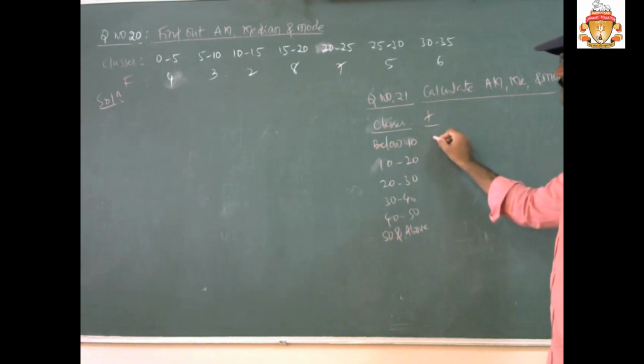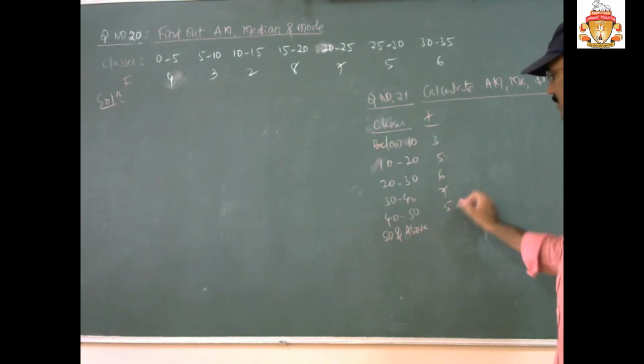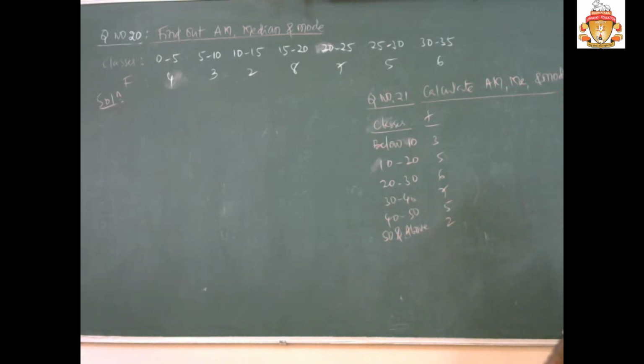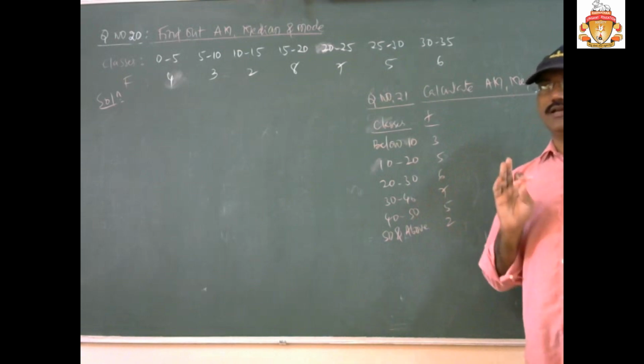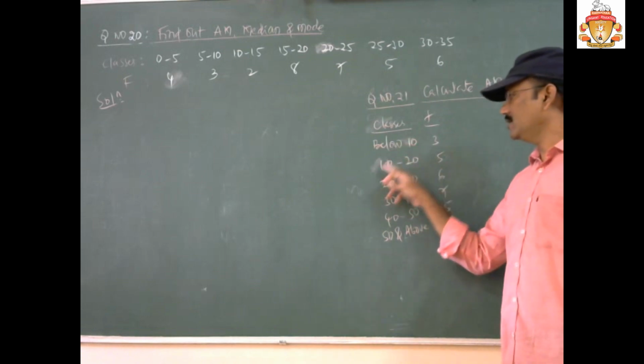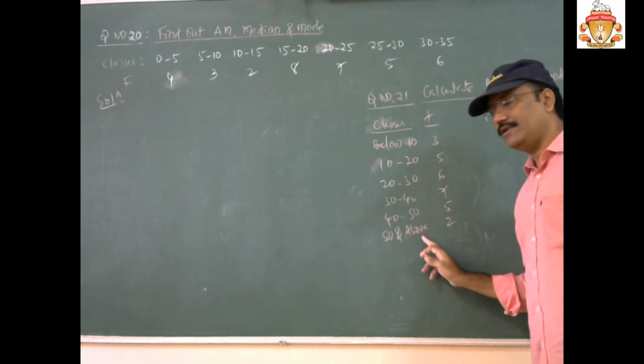Next frequency 3, 5, 6, 7, 5, last is 2. Now I will repeat your question. So below, this was a question. First I will explain your question. Below 10, 10 to 20, 20 to 30, 30 to 40, 40 to 50 and 50 and above.